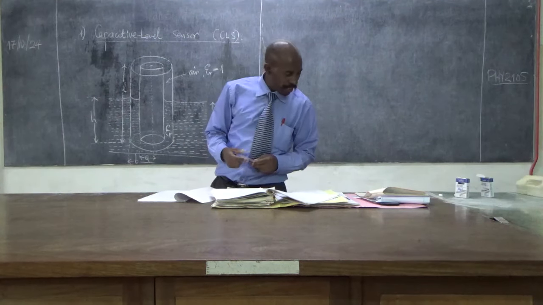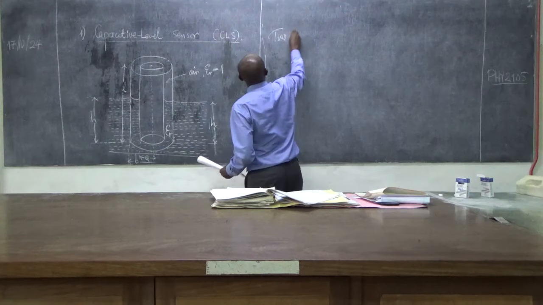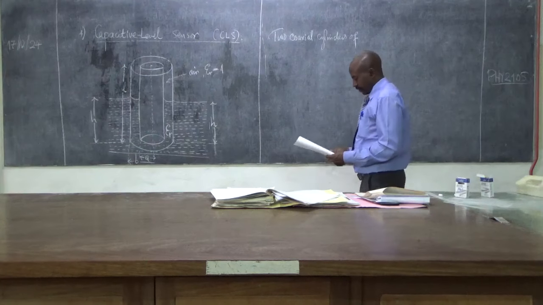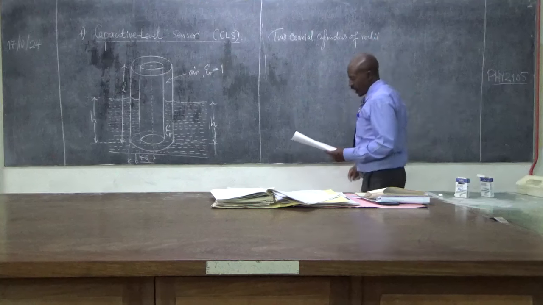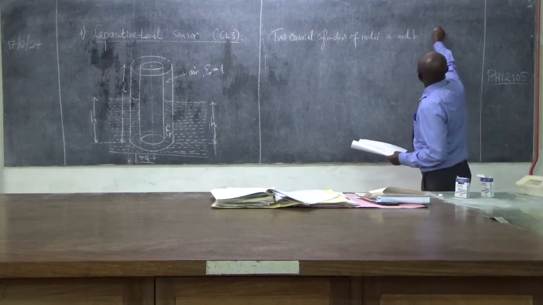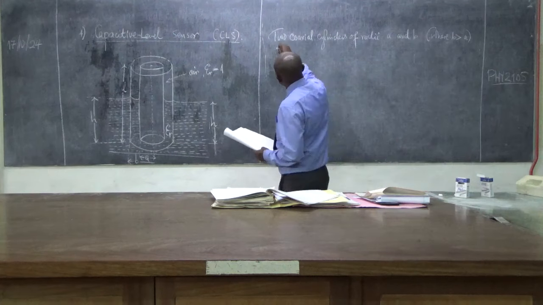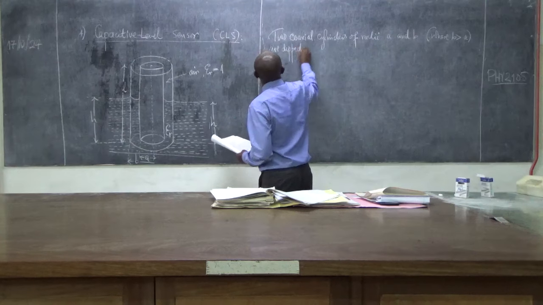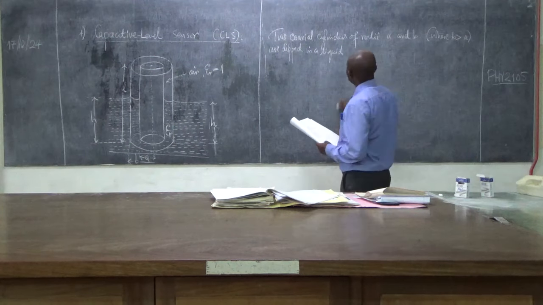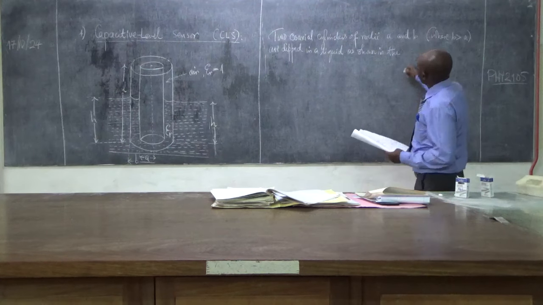Two coaxial metal cylinders of radii a and b, where the large one has radius b, are dipped in the liquid as shown in the figure, in the previous figure.